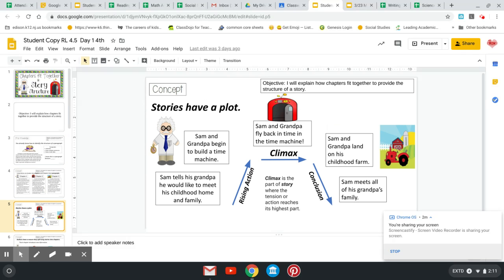Okay, so we have our rising action to climax to conclusion. First, Sam tells his grandpa he would like to meet his childhood home and family. Sam and Grandpa begin to build a time machine. The major event in the story, right? The climax is the part of the story where the tension or the action reaches its highest point. Sam and Grandpa fly back in a time machine. Then, as we start reaching down towards the conclusion, Sam and Grandpa land on his childhood farm, and Sam meets his grandpa's family.